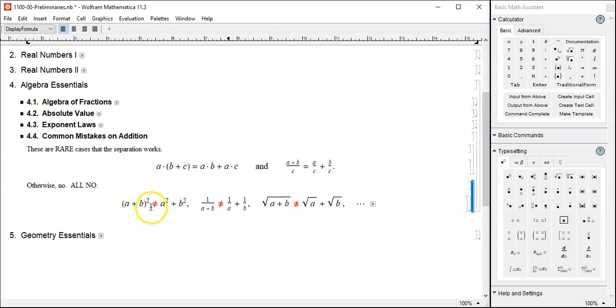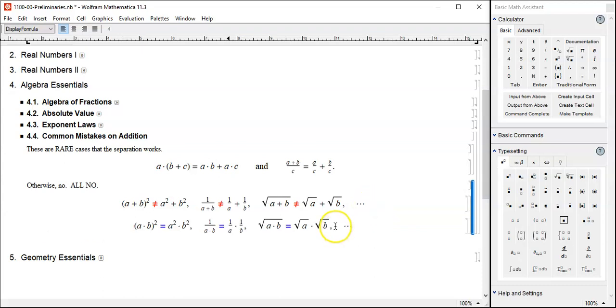You cannot separate addition for squares or cubes or nth power. You cannot separate addition for fraction. You cannot separate addition for any kind of radical, and examples abound. They're all no. Interestingly, they're all multiplicative. You see, these are true. a times b squared is a squared times b squared. And then all these are true.